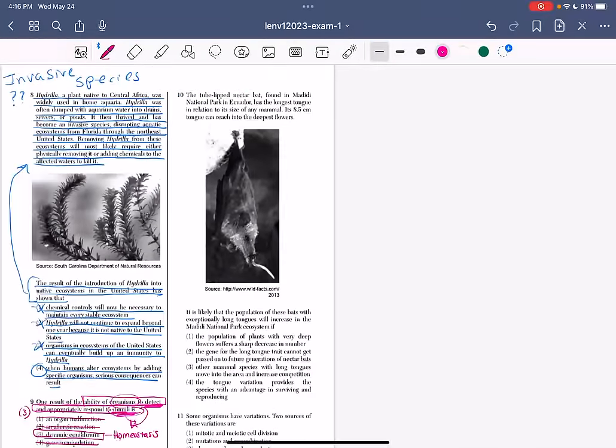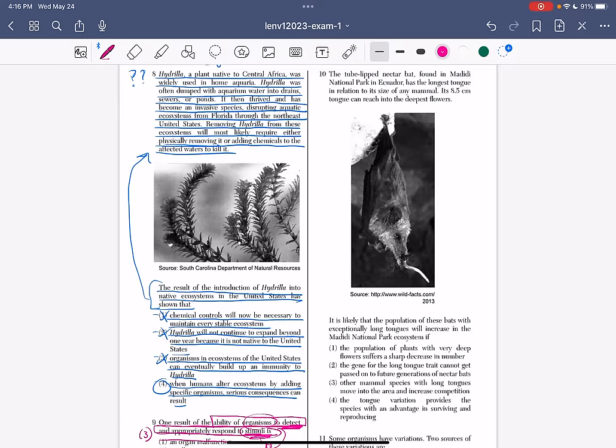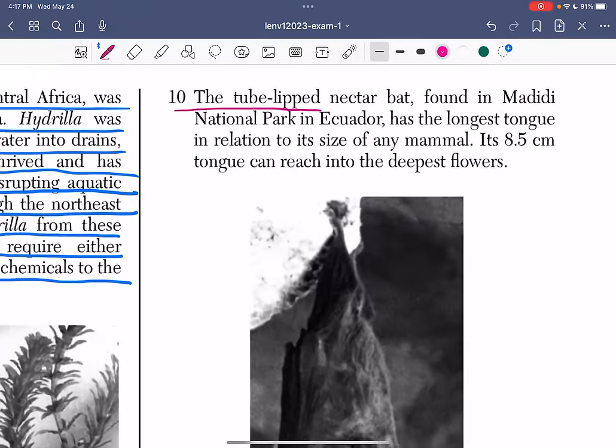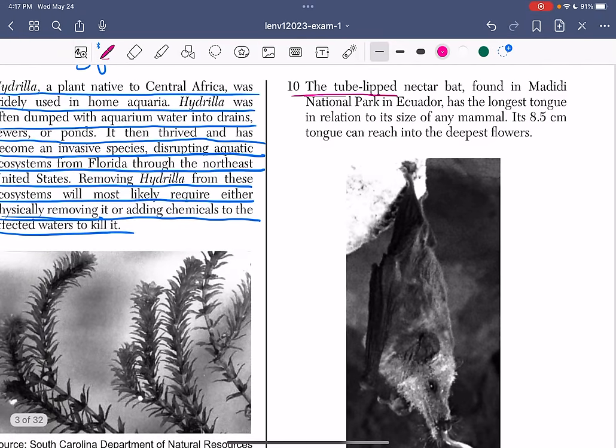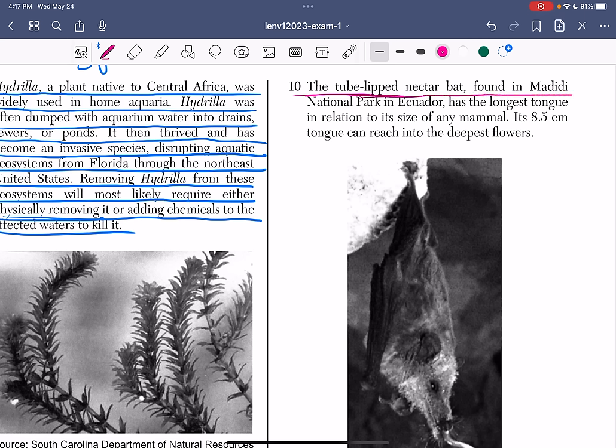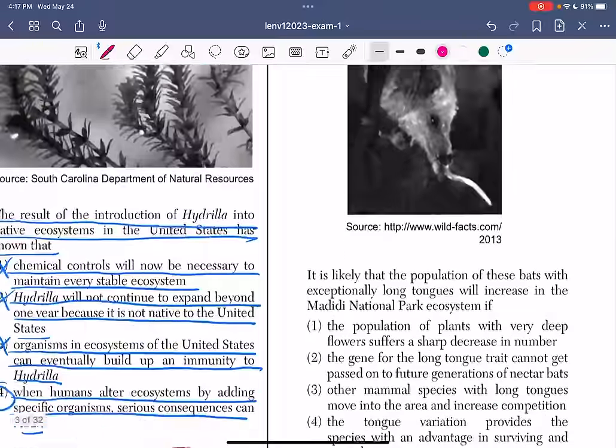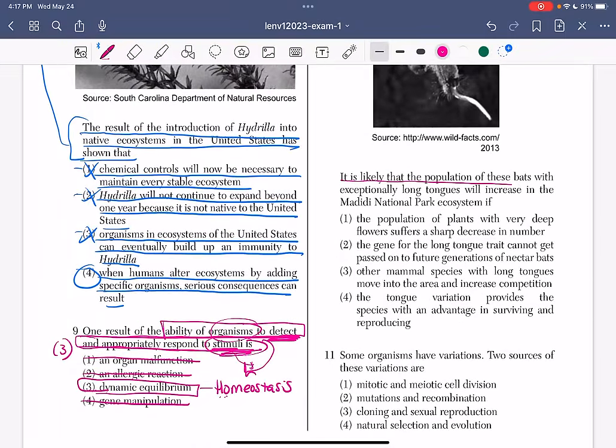Let's take a look at number 10, our bats. The tube, let's actually enhance this, make this a little bigger. The tube-lipped nectar bat, found in Madidi National Park in Ecuador, has the longest tongue in relation to its size of any mammal. Its 8.5-centimeter tongue can reach into the deepest flowers. It's likely that the population of these bats with exceptionally long tongues will increase in the Madidi National Park ecosystem if... So, which one of these choices will increase the long tongues even more?